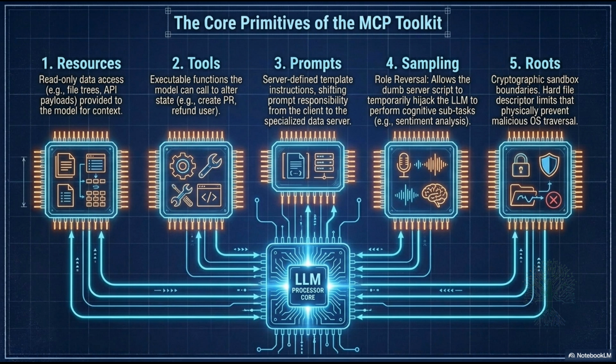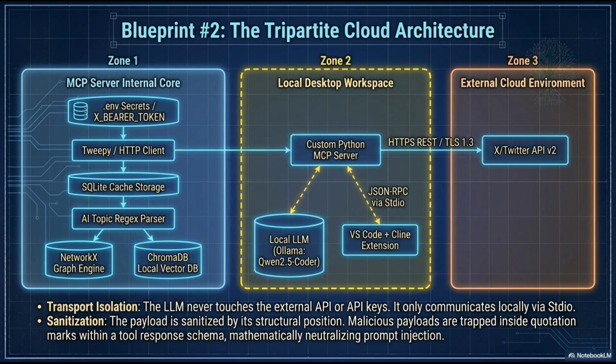But the true test of an agentic system is when you expose it to unstructured adversarial environments, like the cloud. And the documentation gives us a massive blueprint for that, building an agentic graph RAG system that monitors the LiveX or Twitter firehose. Diagram number 2. Let's look at this architectural shift, because we moved from a two-part system to a tripartite architecture. 3 isolated zones. Right. Walk us through the zones.